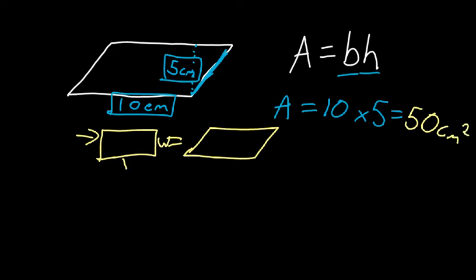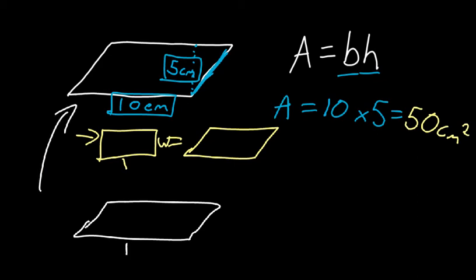Now, very quickly, I want to show you that in this case, if I'm using the same problem as up here, where we had a base of 10 centimeters, sometimes we might see the height actually written out on the outside. Something like this. And it would tell us 5 centimeters.